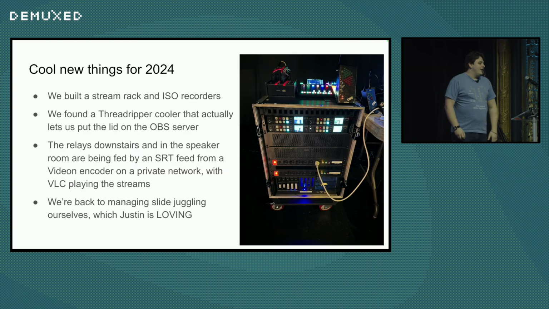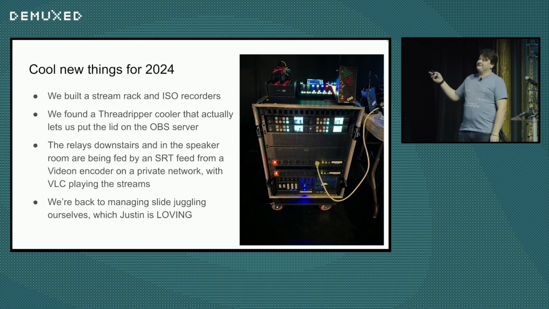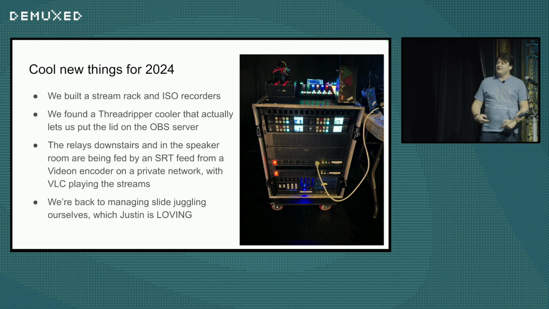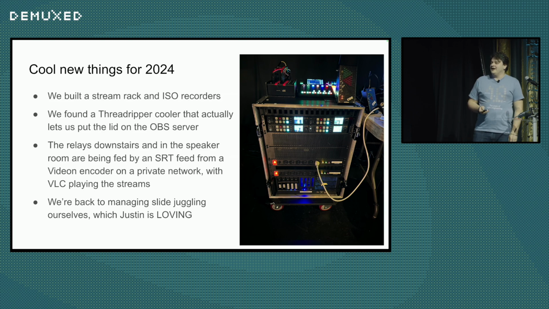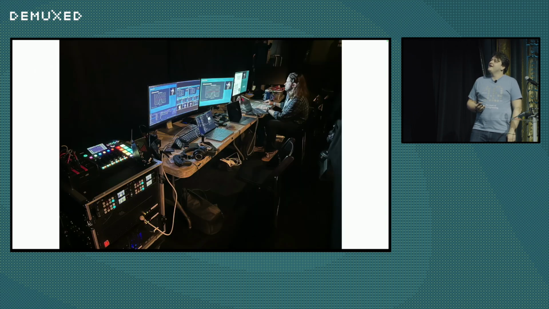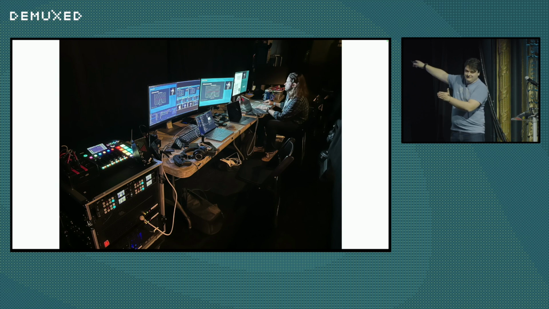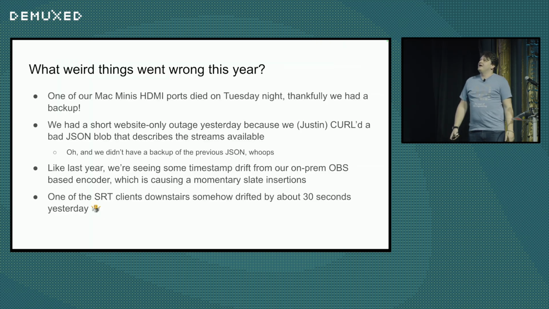Sorry about that. We did do some cool new things this year, though. One, we actually got some things in a rack for the first time. Do you remember we'd kind of got the lid stuck on top of a server because the cooler wouldn't fit? We finally got that in there. The relays downstairs are actually on a local network that is running over SRT, which is pretty cool. And then VLC playing the streams downstairs. And we're actually juggling the slides ourselves again. Justin is loving that. And there is Justin backstage. We are behind the video wall again in Video Village.